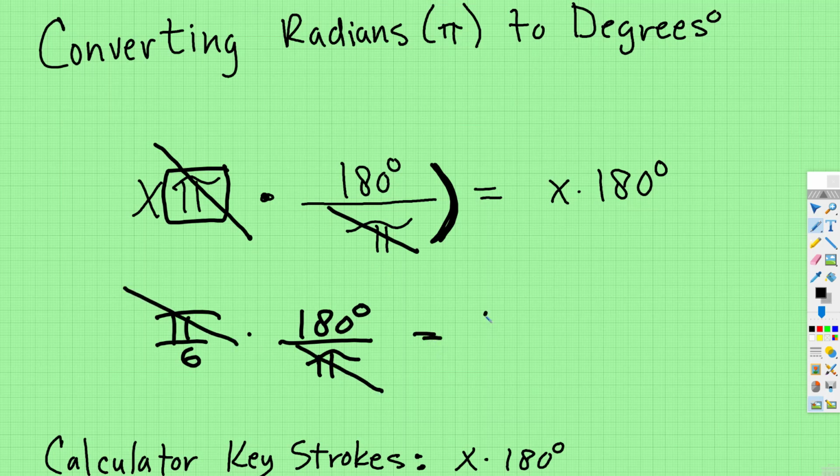And look, those pi's cancel, leaving 180 degrees over 6. Notice the degree doesn't cancel because the 6 is not a degree. So in your calculator, if you do 180, some of you could do that in your head, divided by 6, you're going to get 30 degrees. All right, that's it for conversions.